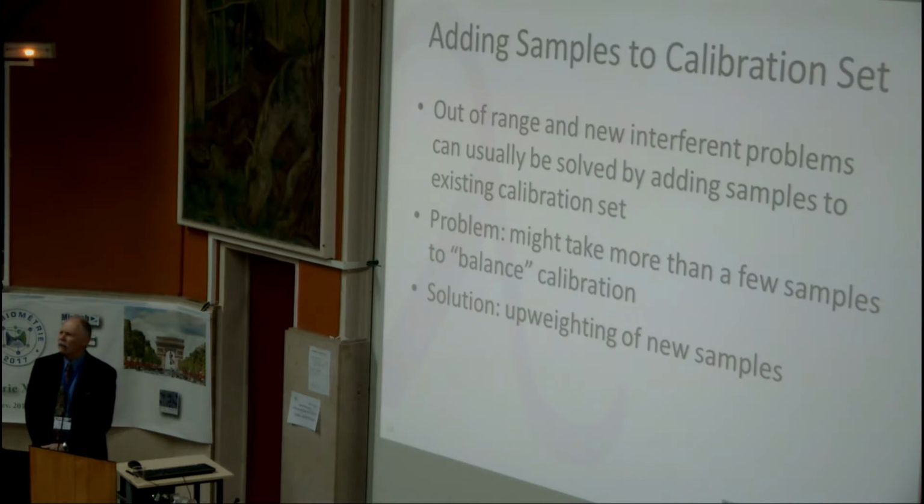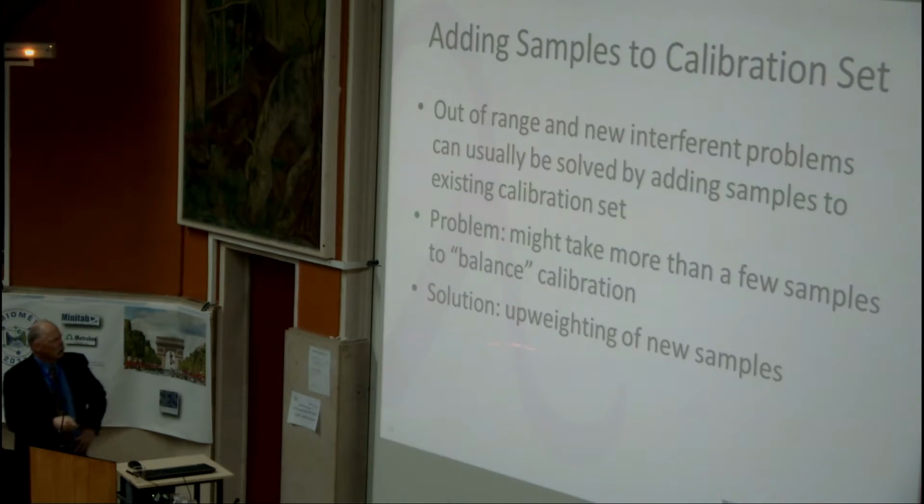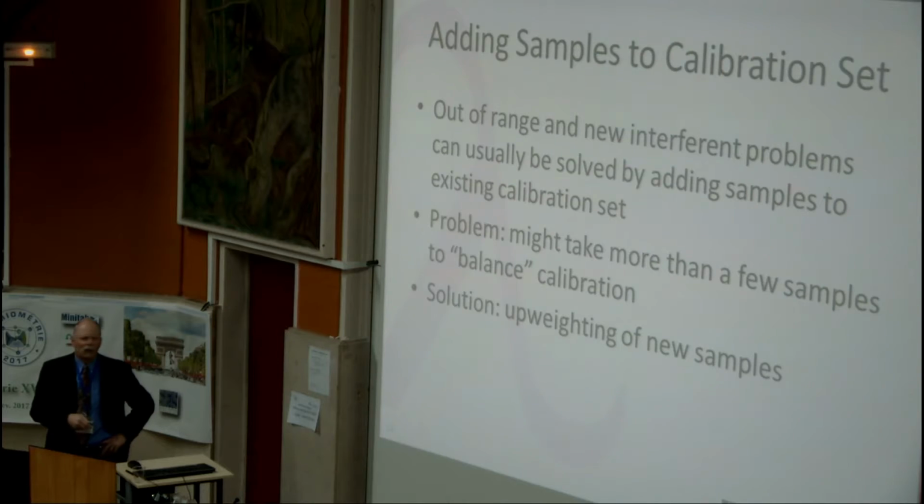Well, adding samples to a calibration set is pretty typical. When you get out of range or new interference, that can be solved by adding those samples. The problem is often getting a properly weighted new calibration set, because then those samples tend to be underrepresented. So a solution is to upweight those new samples, usually when you incorporate those in. If your calibration set's very large, you're definitely going to need to do this if you can't measure a whole bunch of new samples.